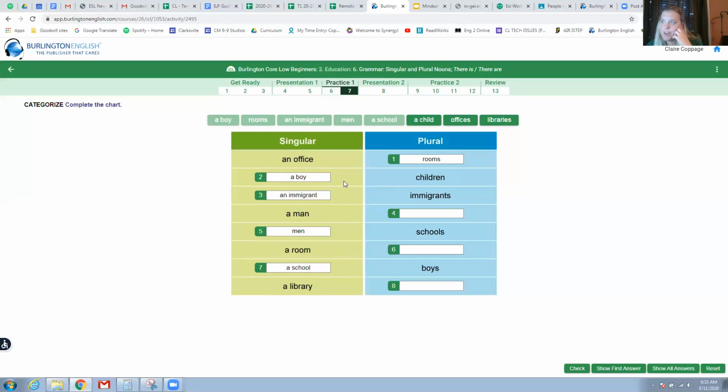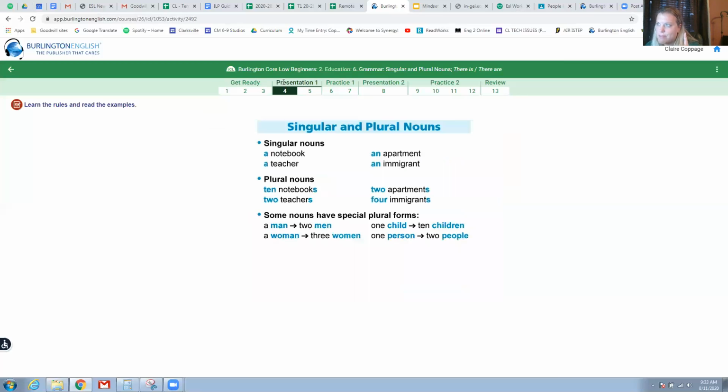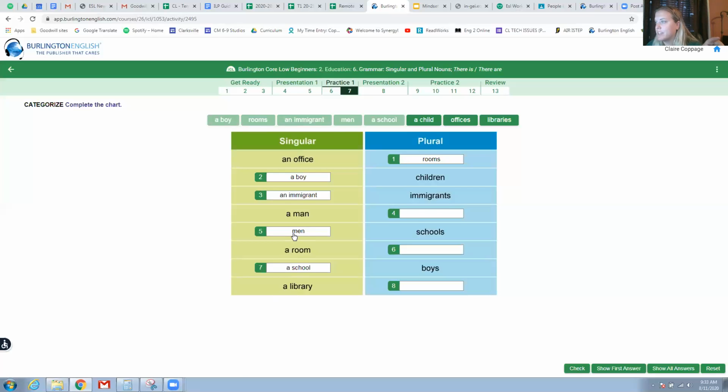Are there any nouns on this list that are plural? ¿Hay un error? Look, a man. Men. Remember that from the presentation? It's one letter, but a big difference. So we have a man is singular and men is plural, okay? Good. So we'll move him over here.